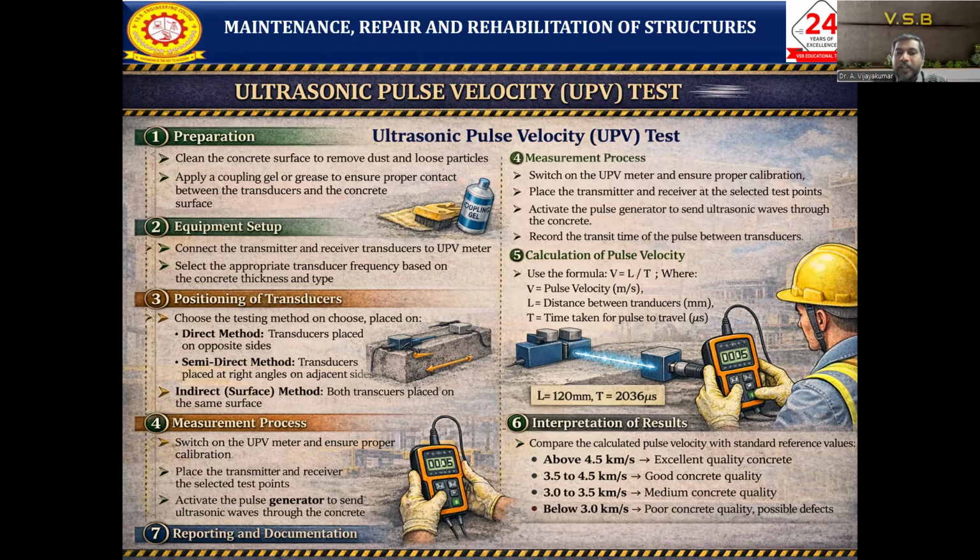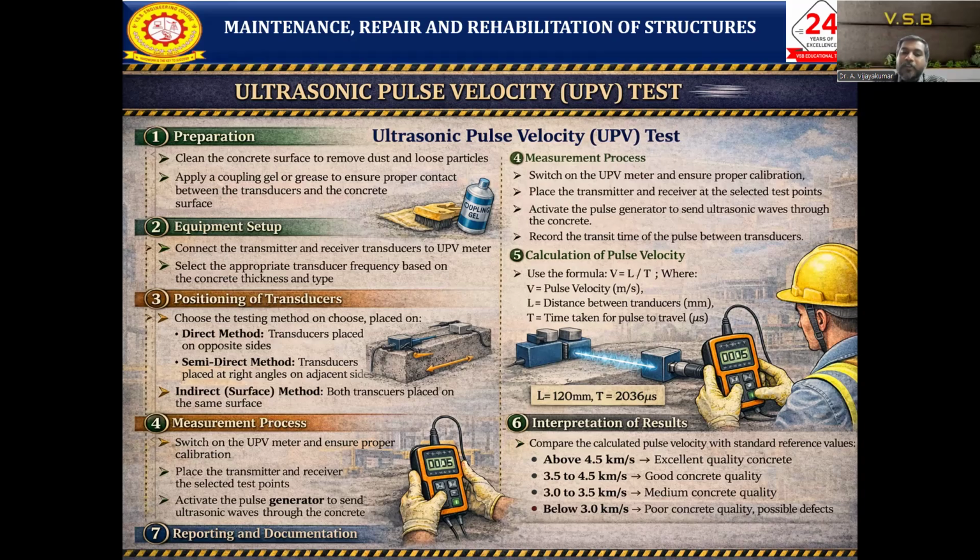How to calculate the velocity using the formula? Velocity V equals L by T, where L equals the distance between the receiver and the transmitter, V equals the pulse velocity, and T equals the time taken for the pulse to travel from one place to the other. Based on that we can find the velocity, and based on the velocity we can interpret our result.